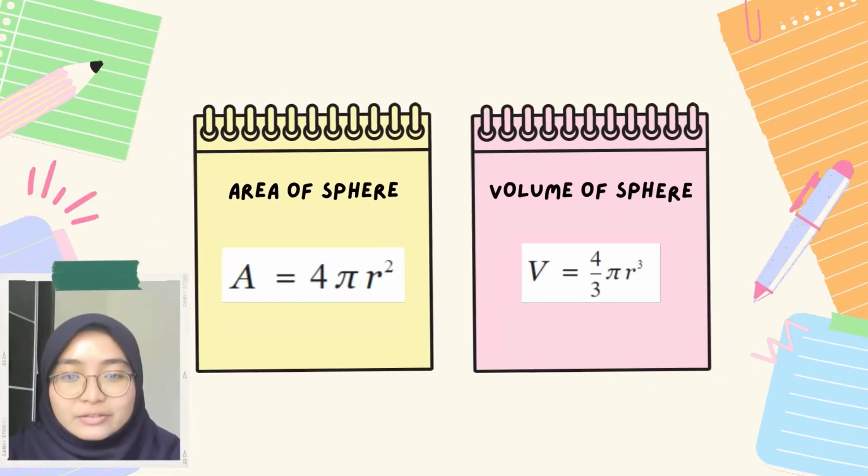The formulas that will be used in the question part are: first, the area of a sphere, which is A equals 4 pi r squared. And the second formula is the volume of a sphere, which is V equals 4 over 3 pi r cubed.